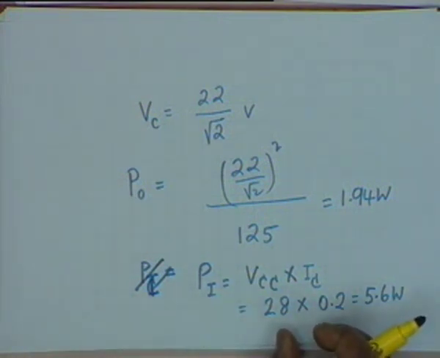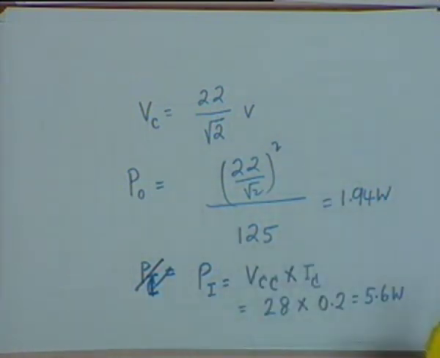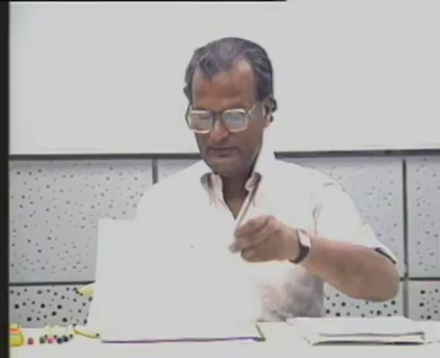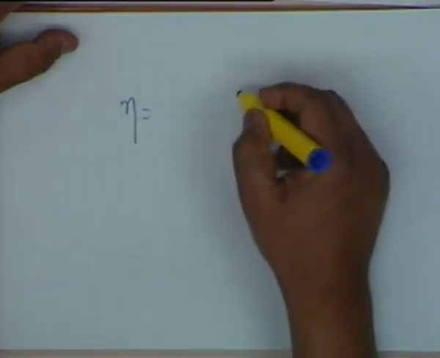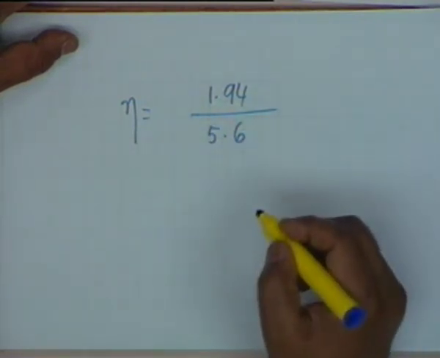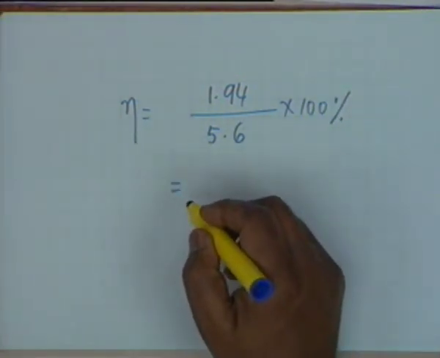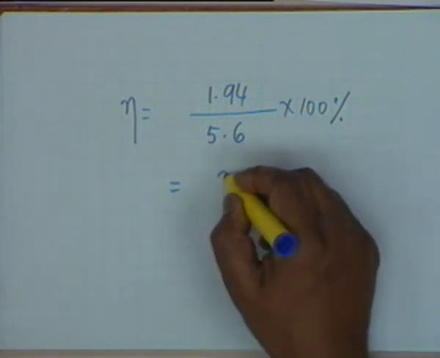Does that bother you? Where is the PD max, the maximum dissipation that the transistor can tolerate is 5 watt. So where does this 0.6 watt go? It goes into RE. It is not the dissipation in the collector, it is the dissipation in the emitter resistor, and therefore the efficiency eta would be 1.94, the load power, divided by the power that is supplied by the battery multiplied by 100%, and this calculates out to approximately 35%.